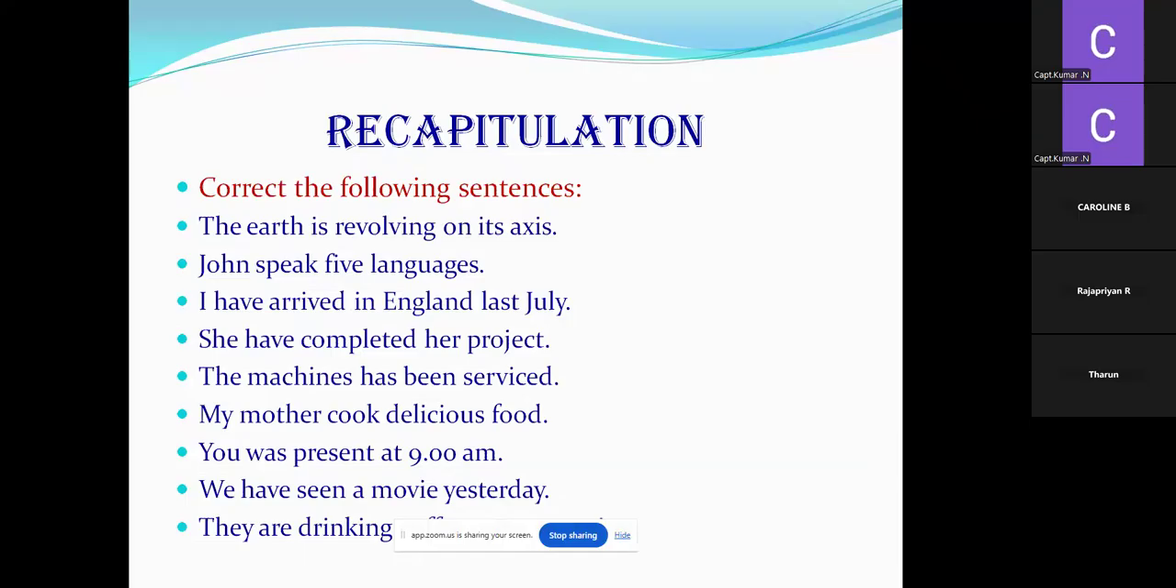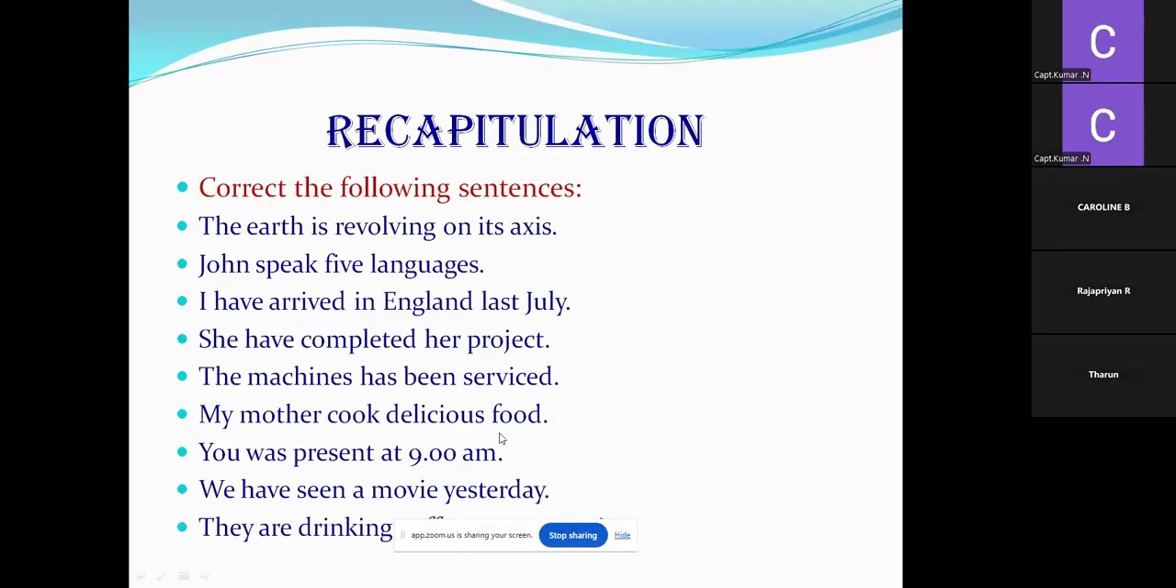Here, the subject is my mother. What person is it? First person singular or second person singular or third person singular? Which one is the answer? Third person singular. So my mother is third person singular. So the verb here must be the s form verb, that is cooks. So the correct sentence must be my mother cooks delicious food.